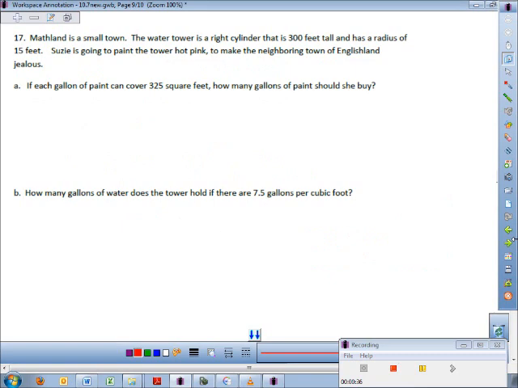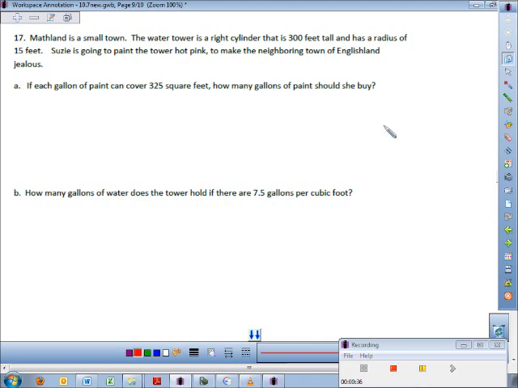And the excellent Mathland problem. Mathland is a small town. The water tower is a right cylinder, mind you, that is 300 feet tall and has a radius of 15 feet. Old Susie's going to paint the tower hot pink to make the neighboring town of Englishland very jealous. If each gallon of paint can cover 325 square feet, how many gallons of paint should she buy, etc.?